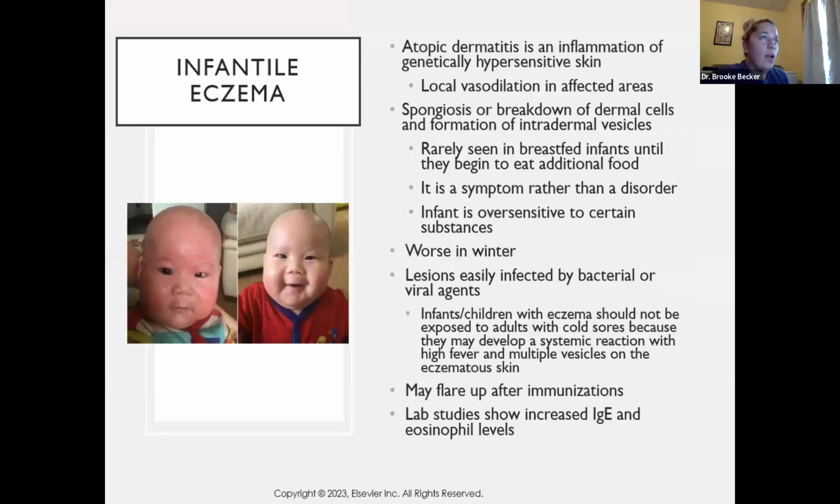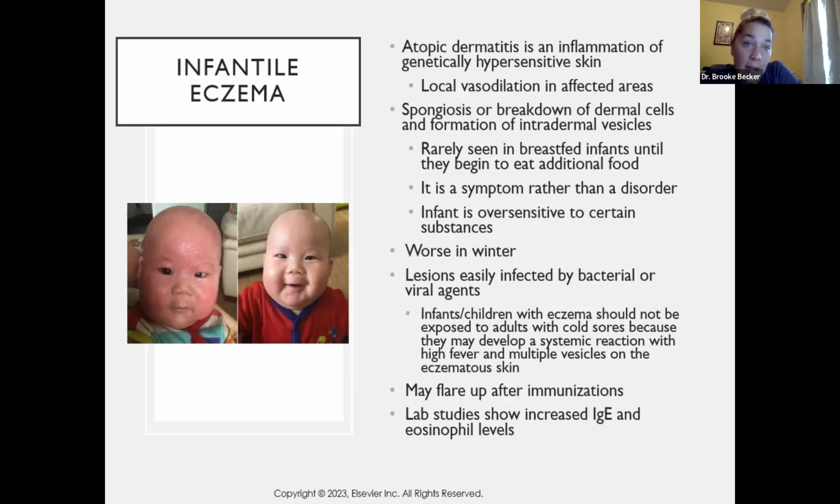Infantile eczema, or also known as atopic dermatitis. So this is an inflammation of hypersensitive skin. You're going to see the breakdown of dermal cells and the formation of intradermal vesicles. It's rarely seen in breastfed infants until they start eating additional foods, just because additional foods can trigger that hypersensitive skin and cause eczema to flare up.